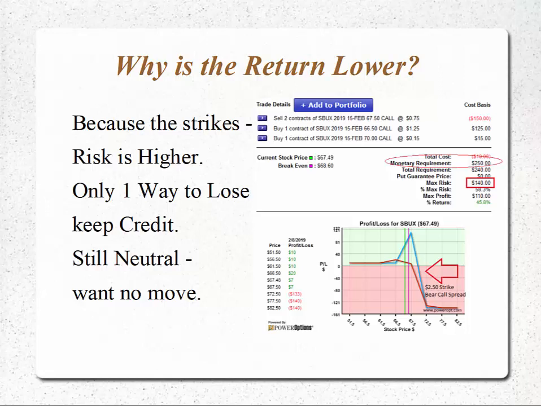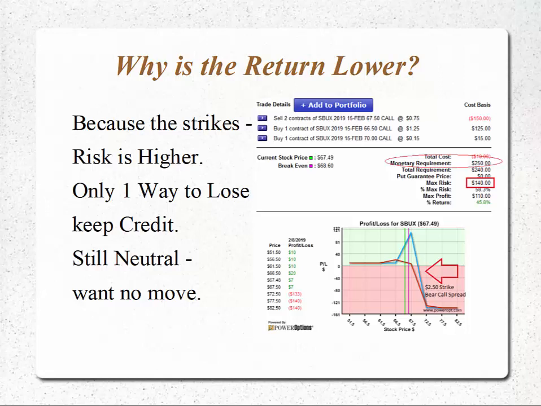Doesn't change the fact that this is still a butterfly. It is still a neutral position. My target would be for the stock to be trading right around 67.50 on or near February expiration, looking for some time decay. If I'm wrong and it falls, still make a 10-cent profit.